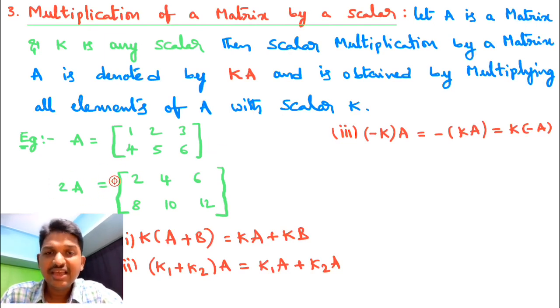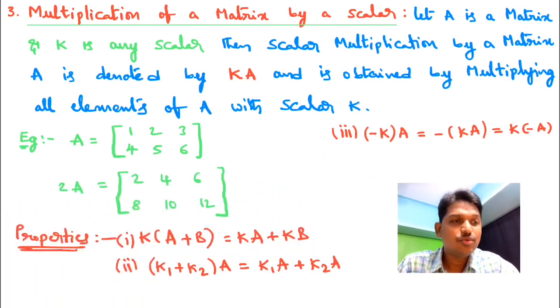Like that 3A, minus A, minus 2A. Minus 2A means minus 2 is scalar, A is the given matrix. Like that we can calculate multiplication of a matrix by a scalar. A few properties are there related to this. Let's see what those properties are.